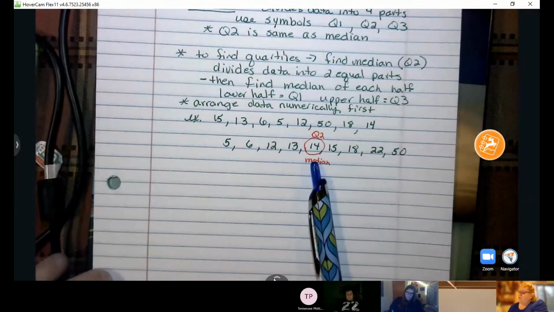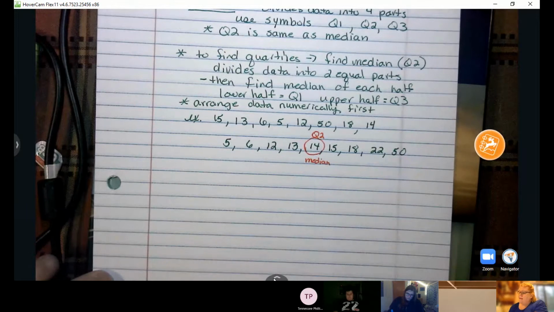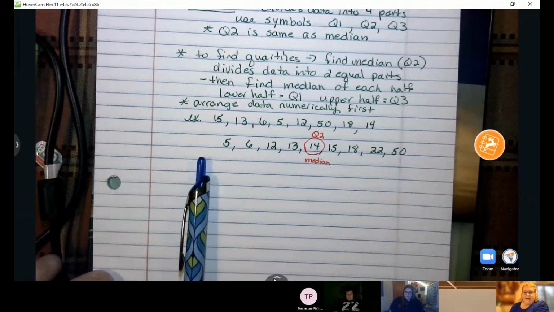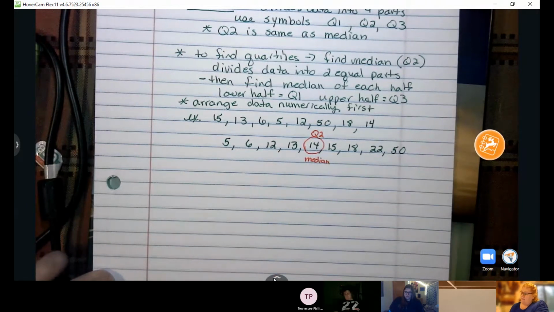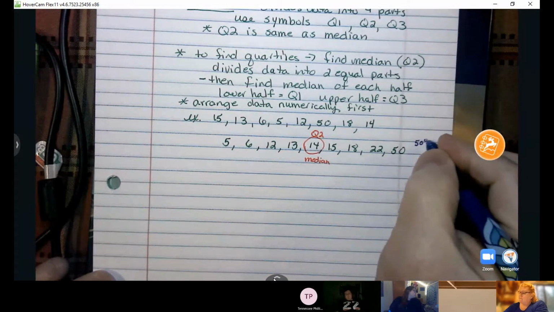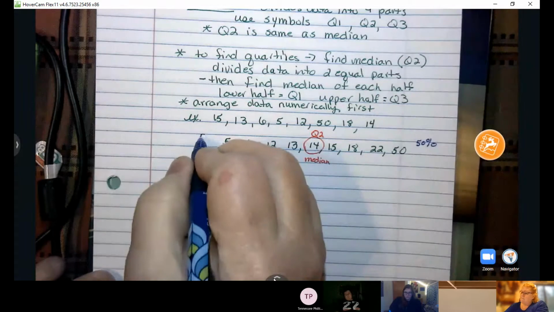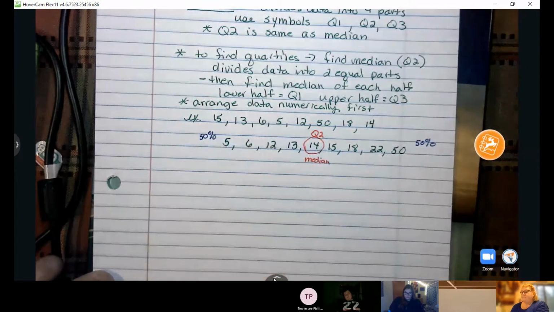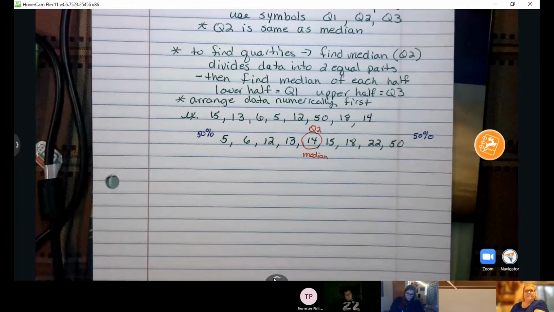Now, that means 50% of the data is on this side of the median, 50% of the data is on the left side of the median. That's important to know. Sometimes you will have questions that will ask, what percentage of the data is on the upper half? What percentage of the data is above quartile 2?